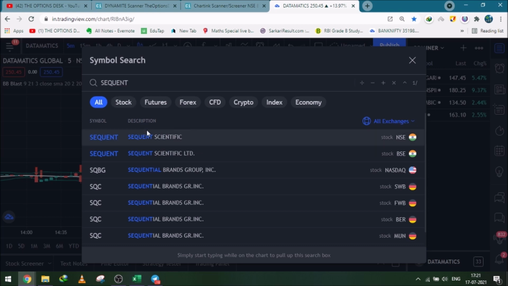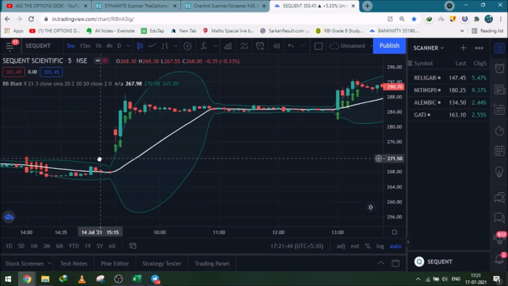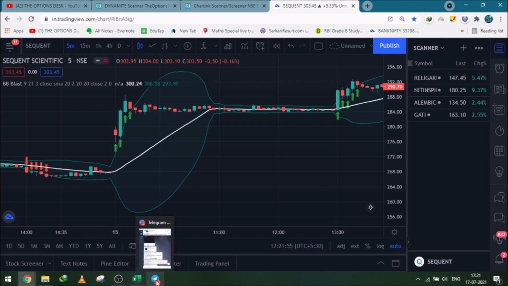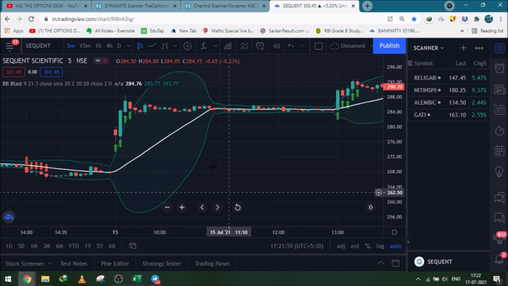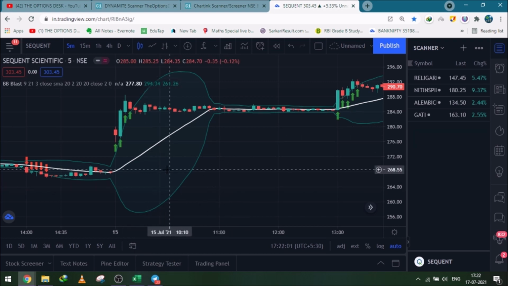Sequent Scientific. 15th, yeah. See, the Sequent Scientific came at around 9:30. It did not break the first 15-minute candle high. Now I will also tell you the strategy on how we are going to trade these stocks. Okay, and the strategy works really well. There are 2 types of method that we are going to use, and we will explain everything.